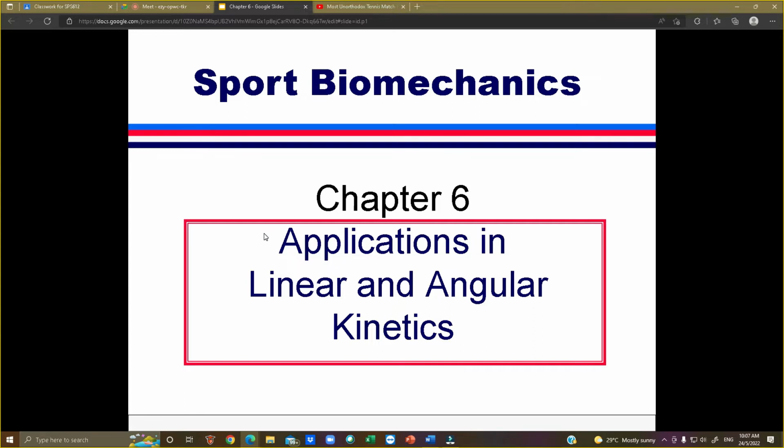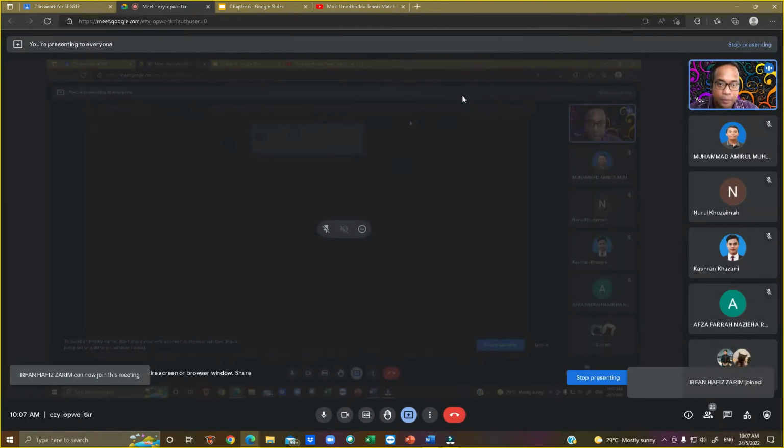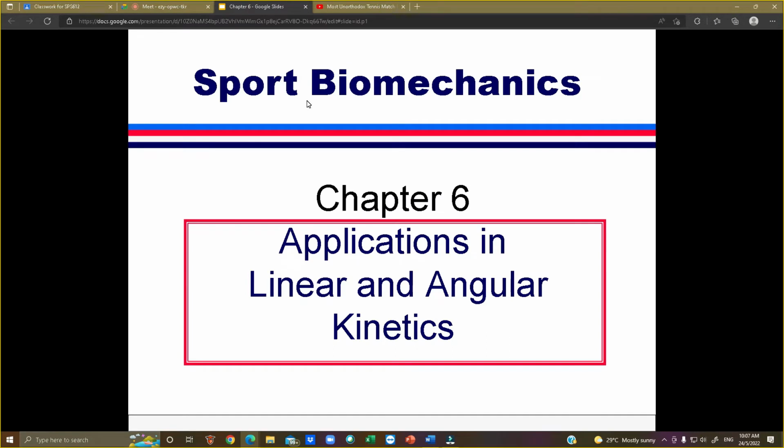Yang kita punya main for today is actually the second part of our topic, which is regarding angular kinetics. Jadi kita akan tengok sama macam topik kinematics. We are going to see what are the similarities in term of formula, in term of usage between linear and angular kinematics.